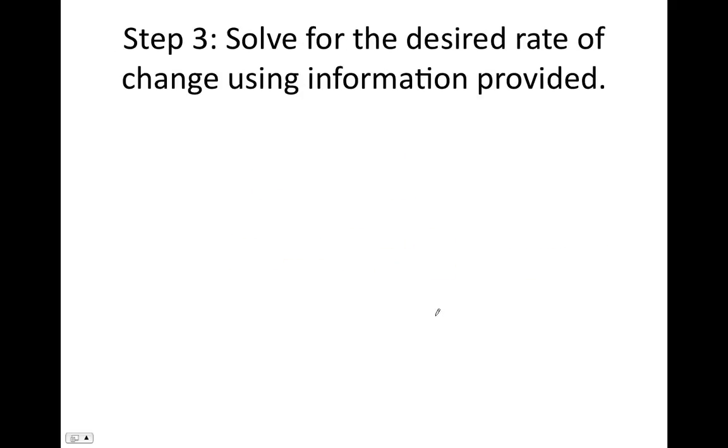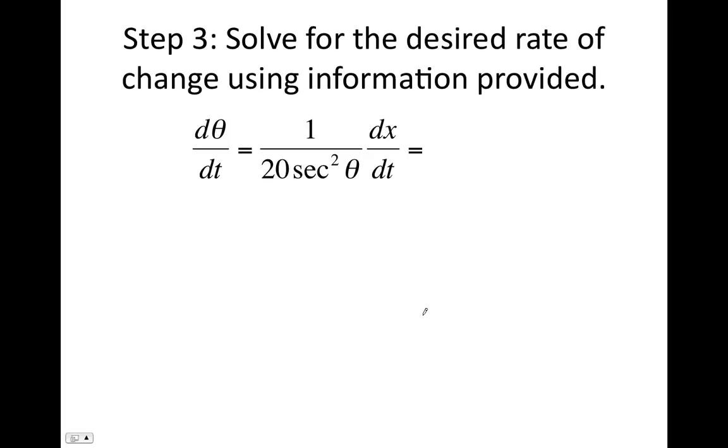My final step is going to be to solve for the desired rate of change by using the information provided. So I can solve my equation for d theta dt. I get 1 over 20 secant squared theta dx dt. Or I can also write this as 1 over 20 cosine squared theta dx dt. Now I need to plug in the information that I'm given. So recall that I'm told that x is 15 feet and that dx dt is 4 feet per second. So I know this quantity here, dx dt. I still need cosine squared theta.